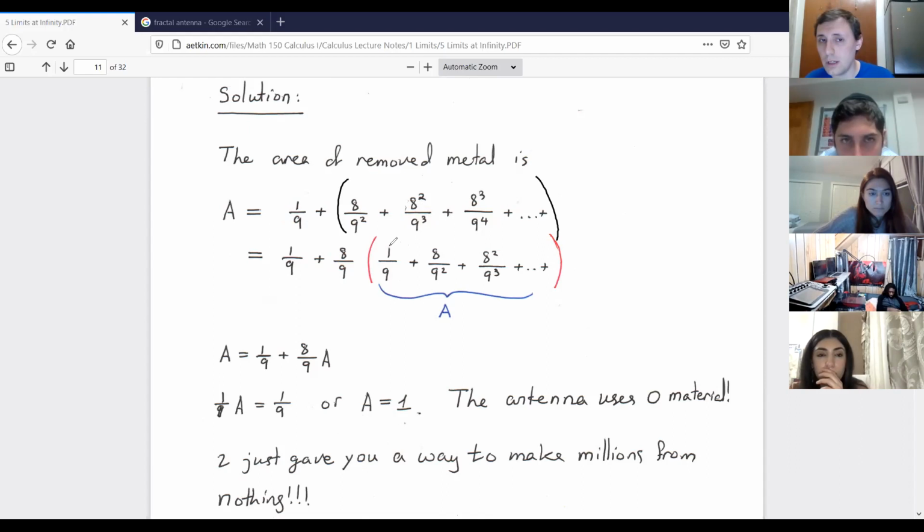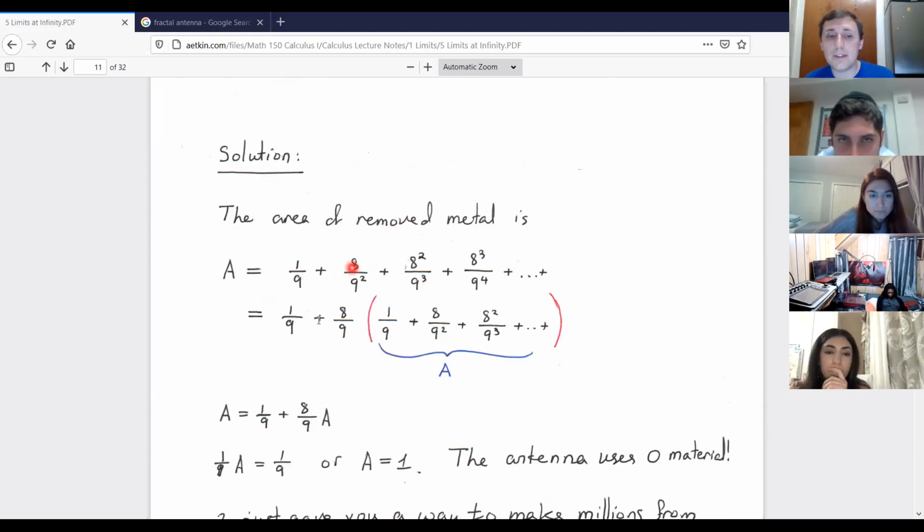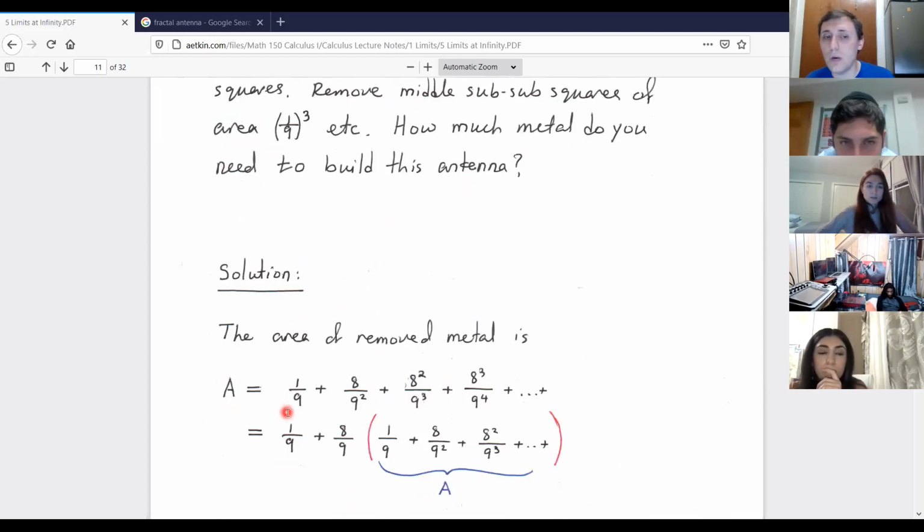Look at it. 8 over 9 will be 8 over 9 squared here, right? 8 over 9 times this will be this term. You agree? So I have area equal to 1 over 9 plus 8 over 9 area. Yes? And what do I get? If I solve this equation, I get that 1 over 9, look at it, 1 over 9 a is equal to 1 over 9, which means a is equal to 1.